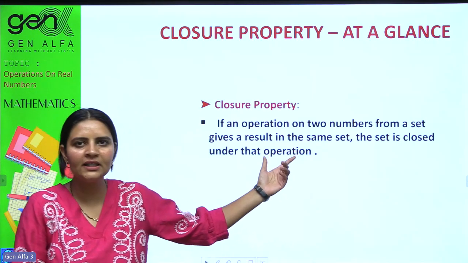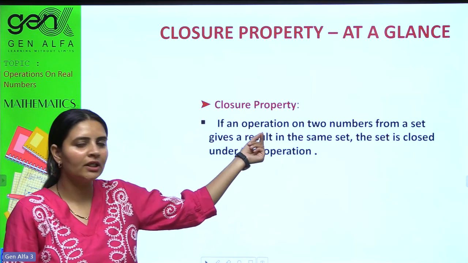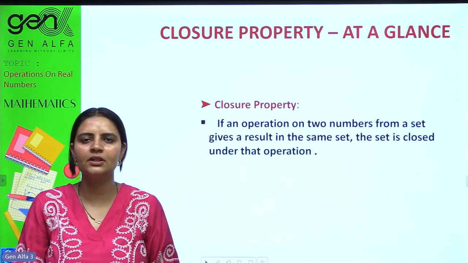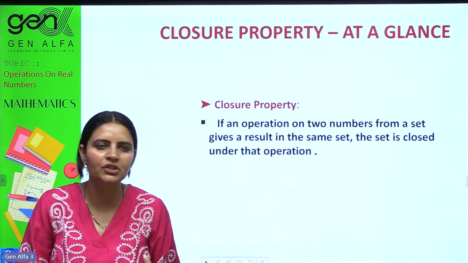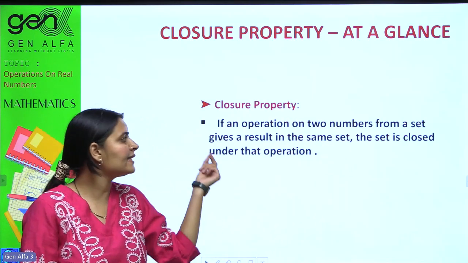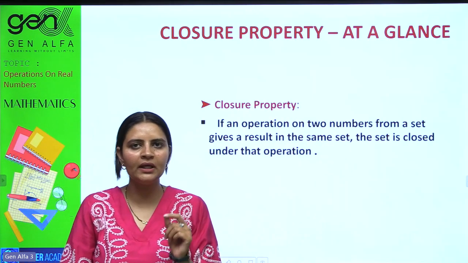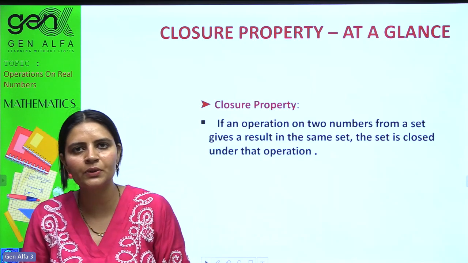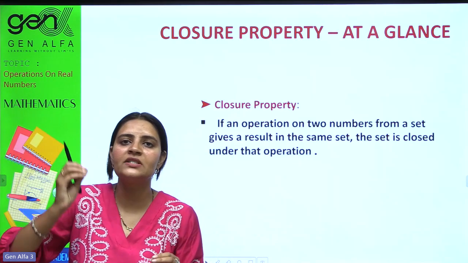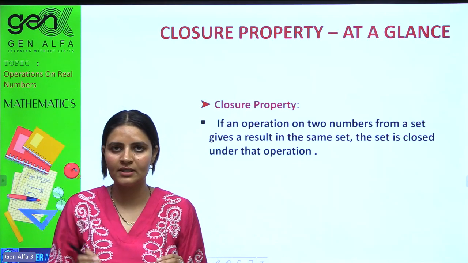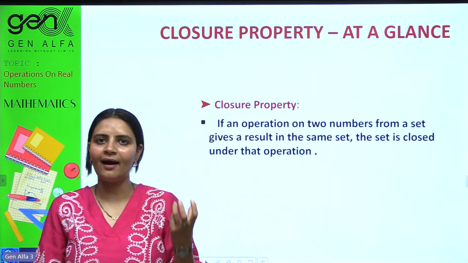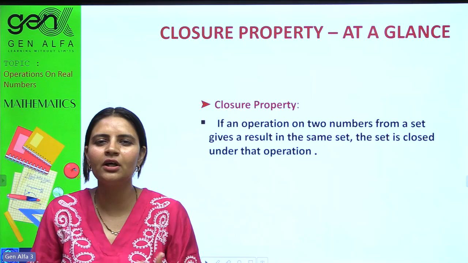So just read out with me, just note it down. An operation could be anything. It could be addition, subtraction, multiplication, or division. If an operation on two numbers from a set, it could be whole numbers, natural numbers, rational numbers, or irrational numbers, gives a result that belongs to the same set, then the set is closed under that operation. This is the key over here: closed.